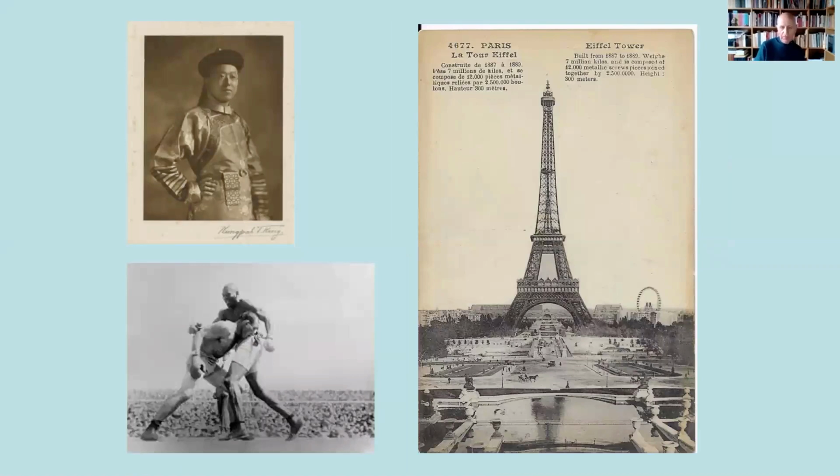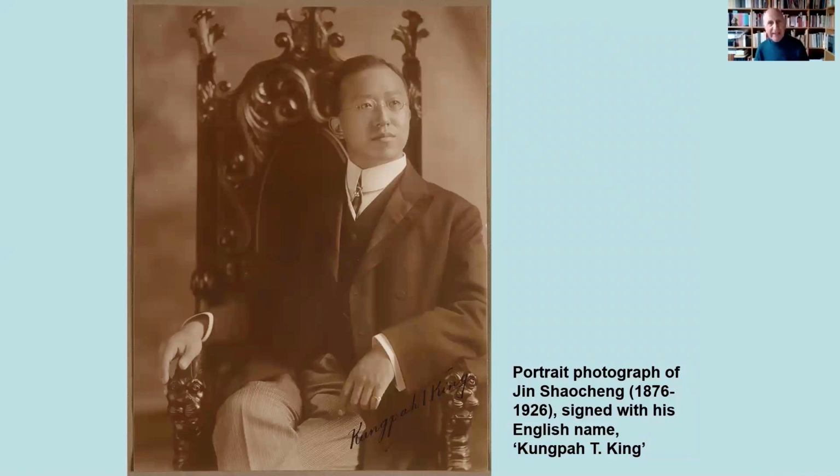Jin Shaocheng moved on from London to Paris, where again he did a mix of the traditional tourist sites, Napoleon's tomb, the Eiffel Tower, and the new spectacles of modernity, watching a film of the infamous boxing match in which the black champion Jack Johnson beat the Great White Hope James J. Jeffries, sparking a round of racist violence across the United States, violence which Jin describes in his diary as barbaric behavior.